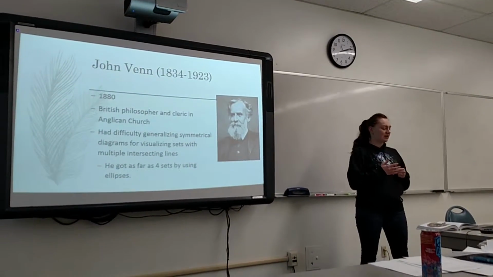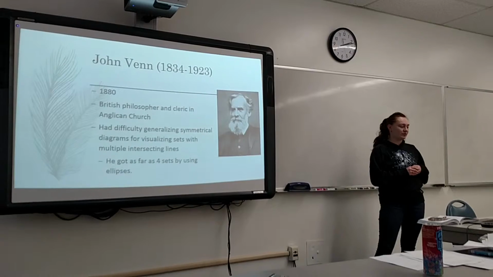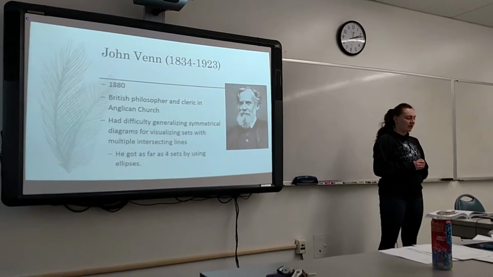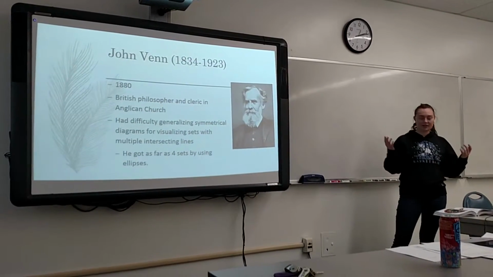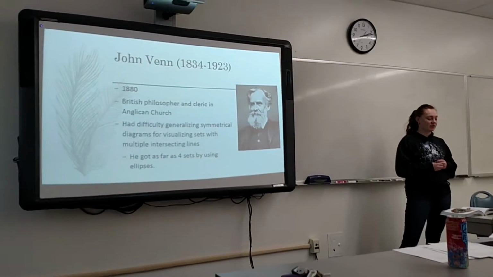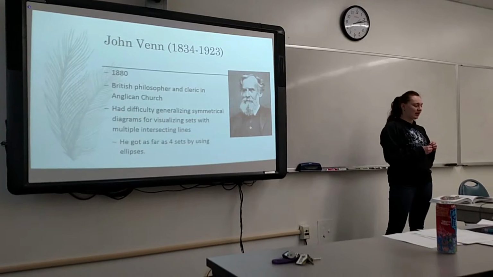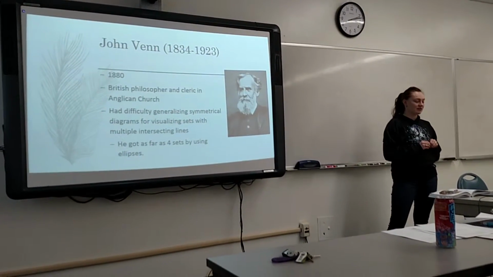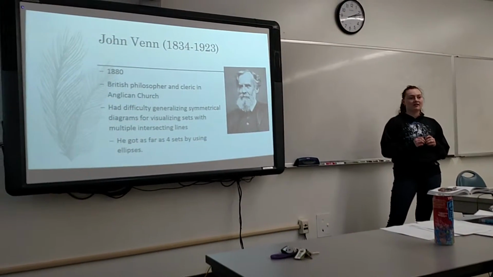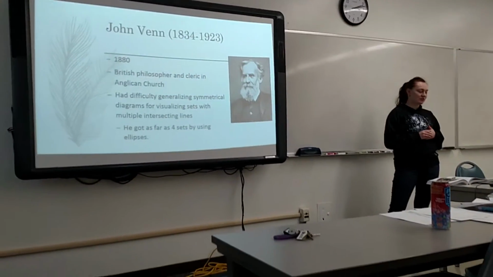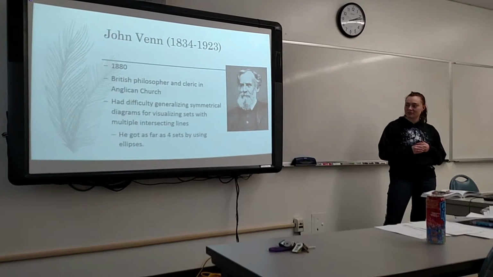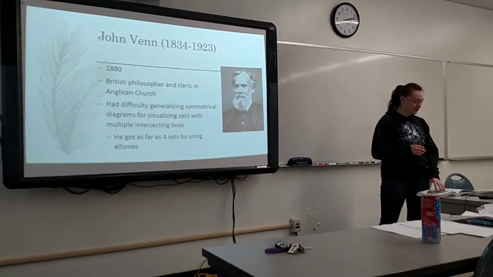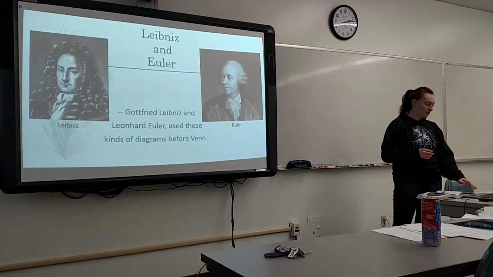Venn diagrams were named after John Venn, who was alive from 1834 to 1923. And in 1880, he was the one that created Venn diagrams. He was a British philosopher and cleric. And he had a lot of difficulties coming up with diagrams in the beginning and visualizing them and actually putting them together. But finally he came up with it. And then he only got as far as using 4 ellipses. And now we know that there's 11.